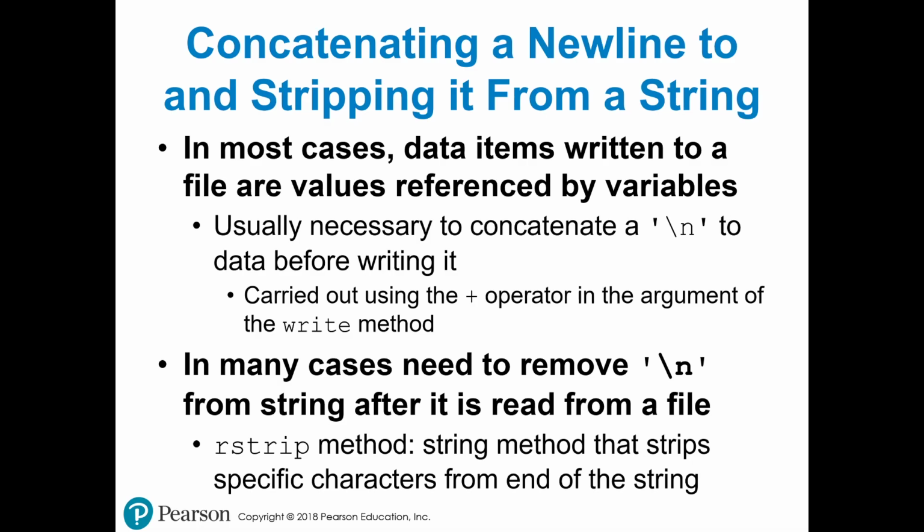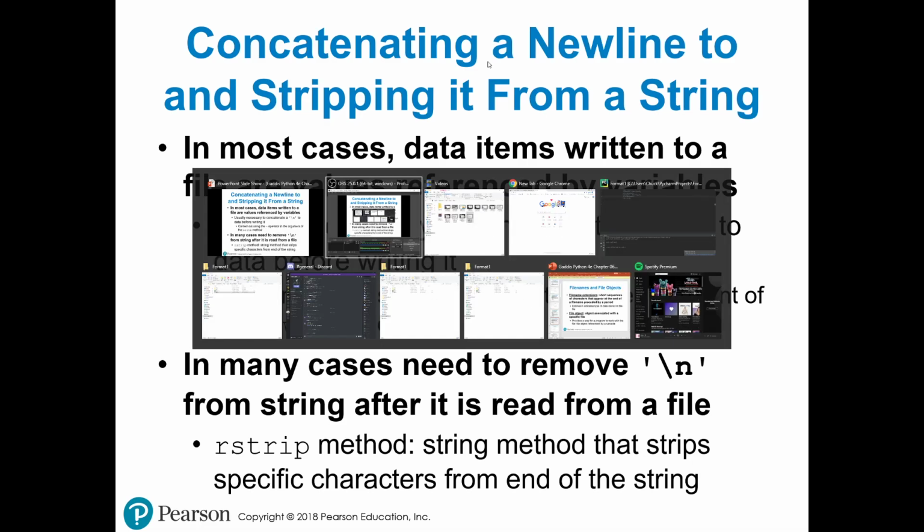So in most cases, when you want to write things out to a file, they are referenced by variables. A lot of times it's necessary for us to concatenate a \n to the data before we write it. Remember, concatenate means to add something to the end of a string, right? So we can use the plus operator in the argument of the write method.